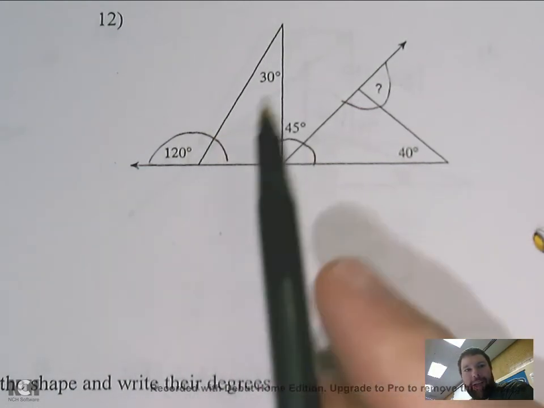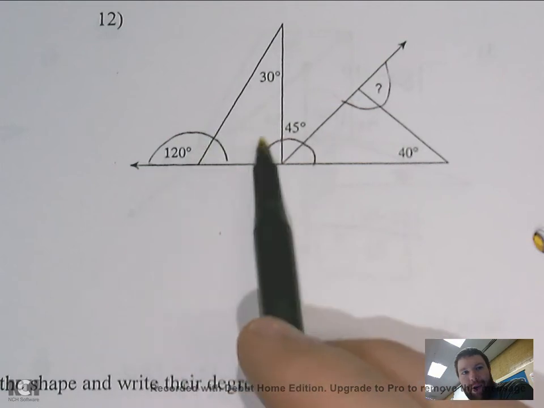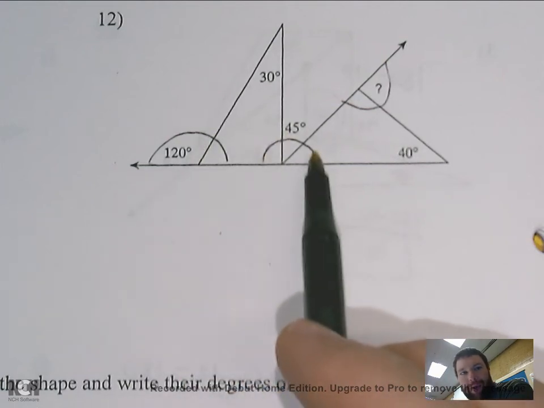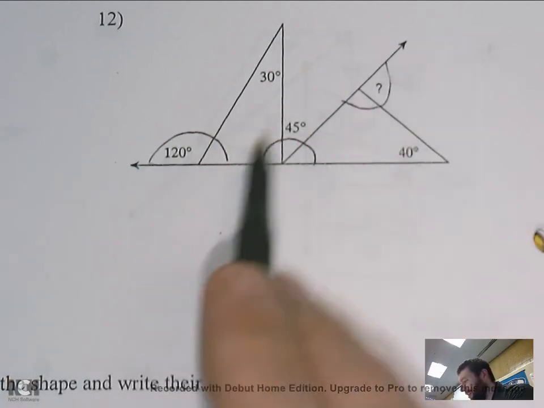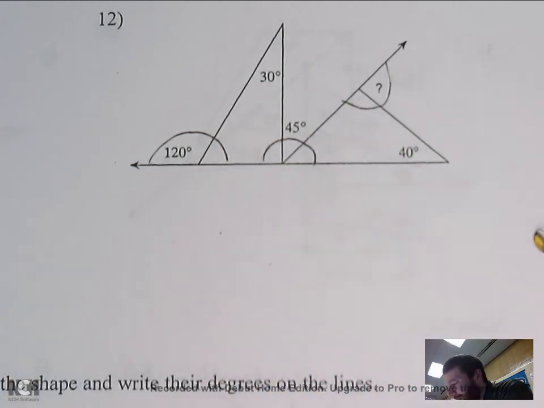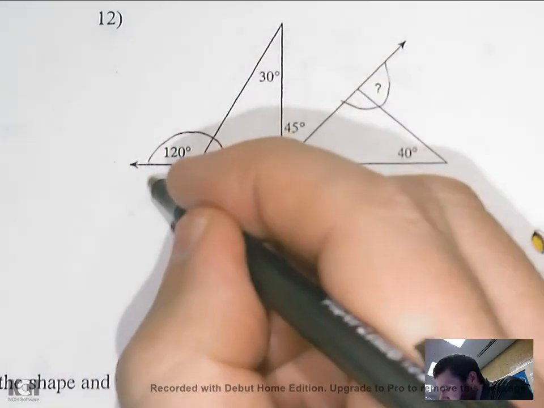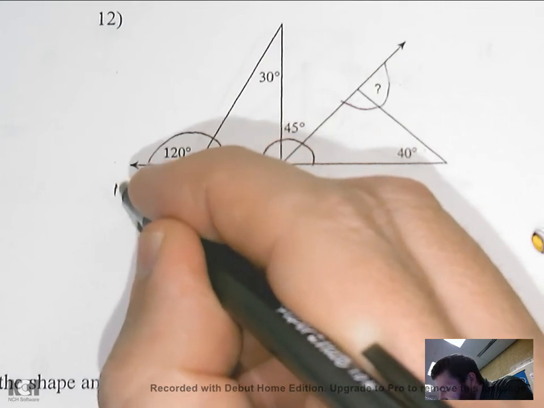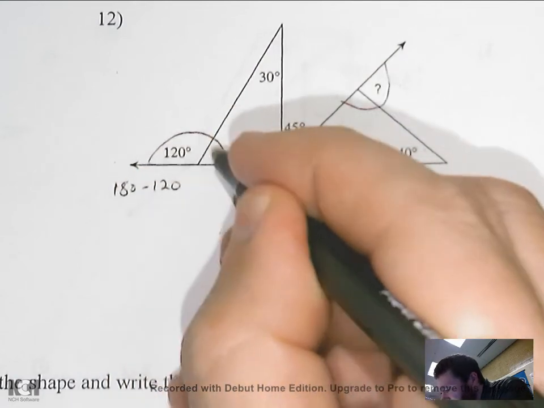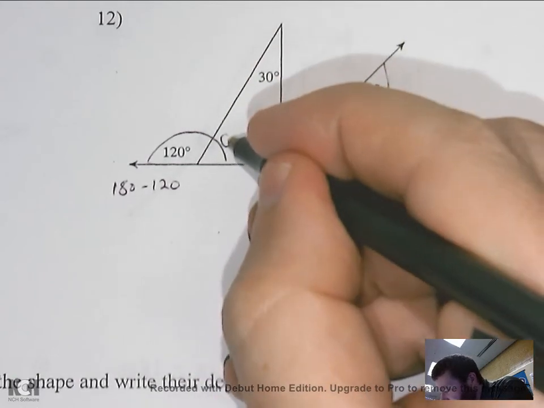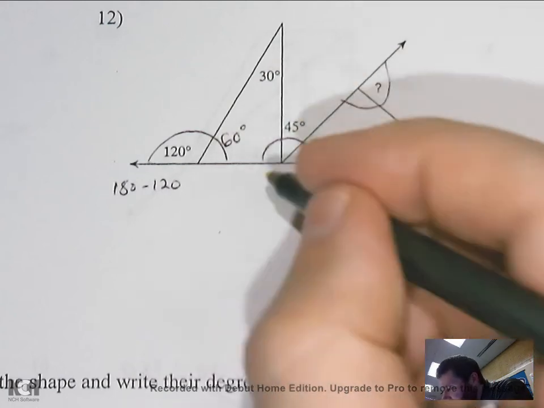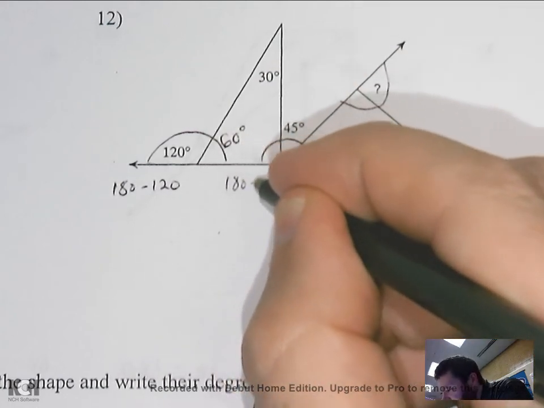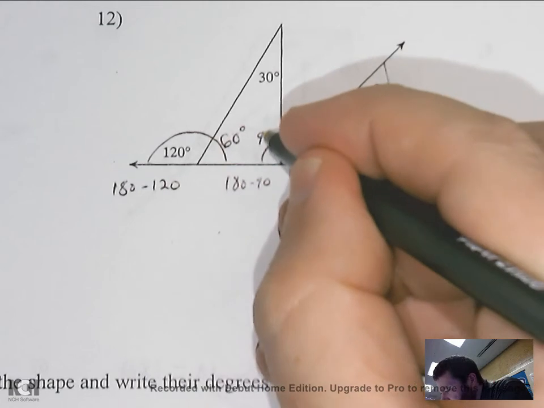Solve for this angle, and then use that angle to solve for the next angle, and so on. Just a chain reaction. You just keep solving, and basically everything I'm doing here, I'm just going to be taking things away from 180 every time. So like right here, it's 180 minus 120, because those two add up to 180, which is 60 degrees. Okay? And then 60 plus 30 is 90, so I'm going to do 180 minus 90, which is 90 degrees.